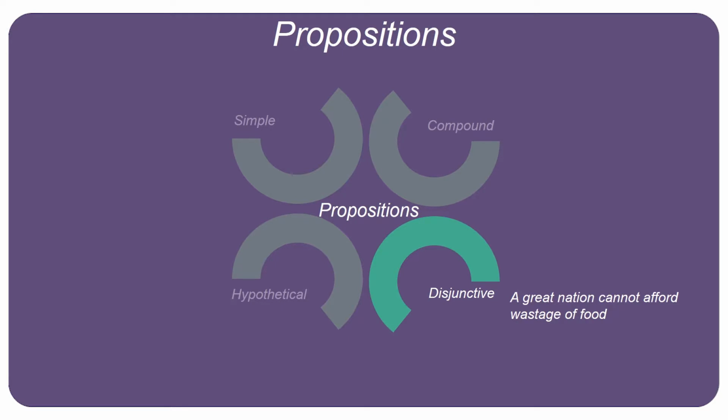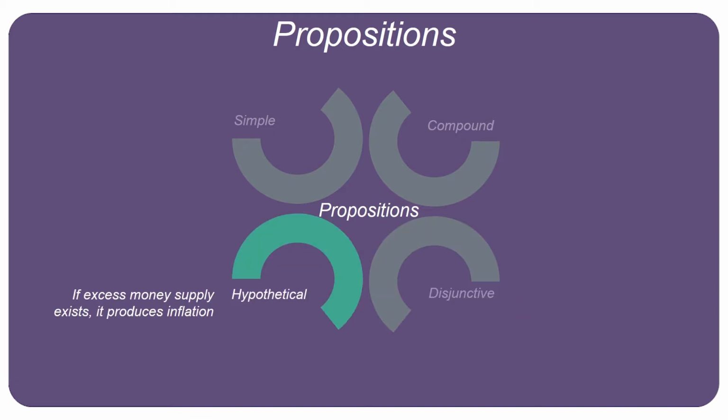Sometimes you can have disjunctive propositions. For example, a great nation cannot afford to waste the food. A great nation is one proposition, and it cannot afford to waste its food is another, which is not necessarily connected. These are called disjunctive propositions. Finally, we have hypothetical propositions. For example, if excess money supply exists in the economy, it produces inflation. So the second proposition depends on the conditionality of the first, that if money supply exists. Such a proposition is called a hypothetical proposition.